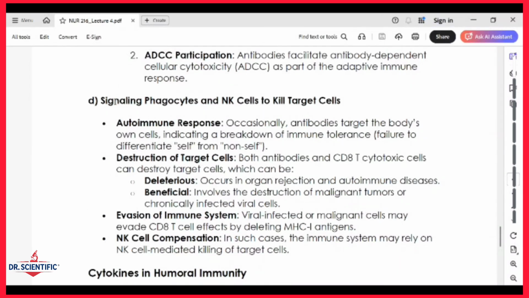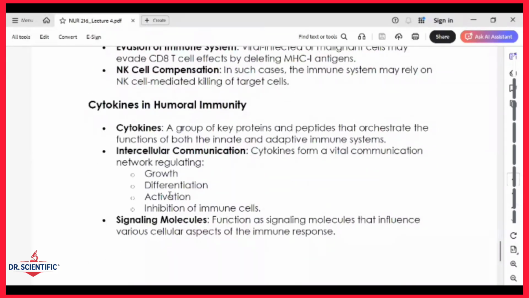Then signaling phagocytes and natural killer cells to kill target cells. That is also the other thing that antibodies do. They're able to signal natural killer cells. They're able to signal even CD8 cells, and even phagocytes, to eliminate cells that are not supposed to be there. And that includes sometimes leading to autoimmunity. We'll discuss autoimmunity in detail. Let us not bother about it right now.